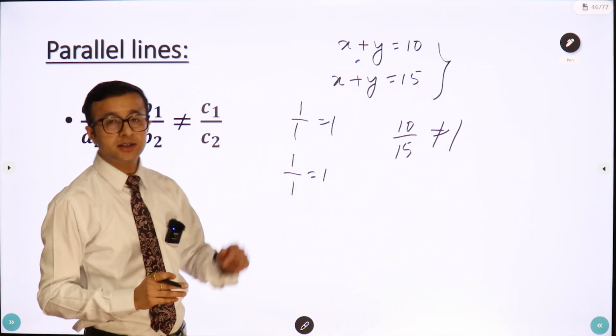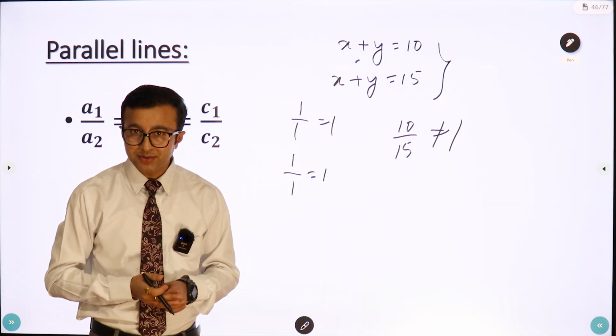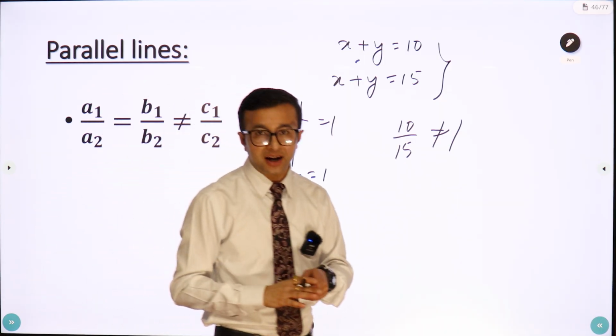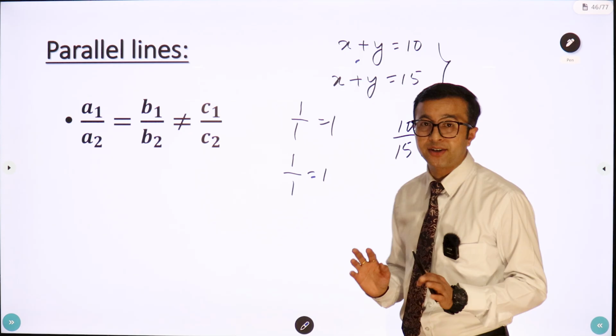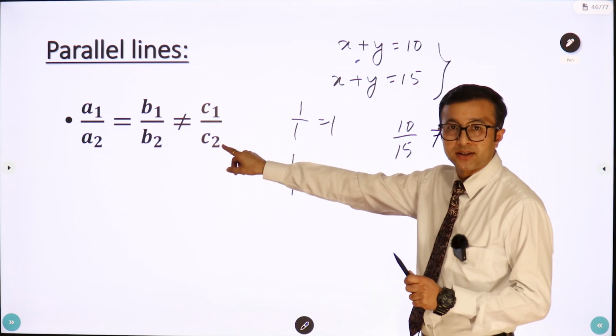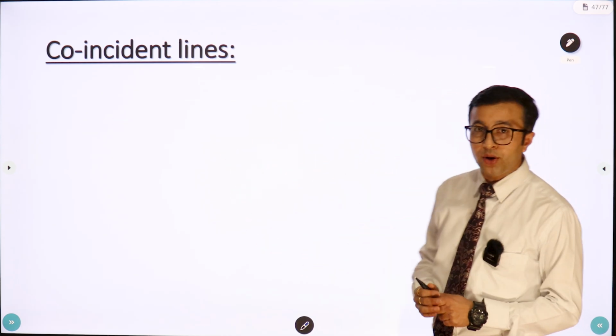If you want to verify this, I already have told you how to draw the graphs. You just verify by making the graph. You will find that these two lines will never intersect each other. So this is the condition. You should remember this.